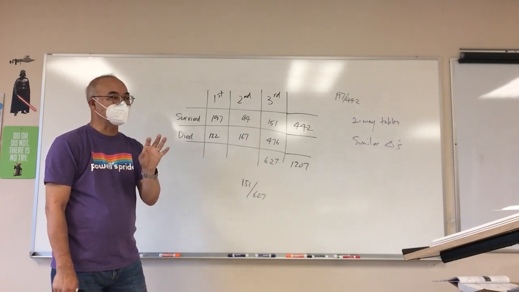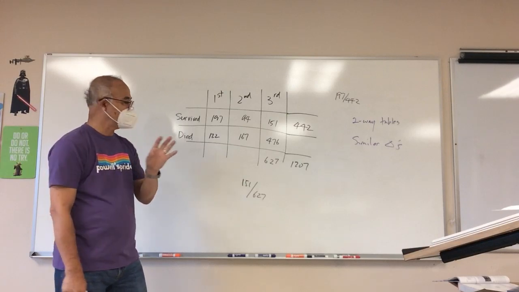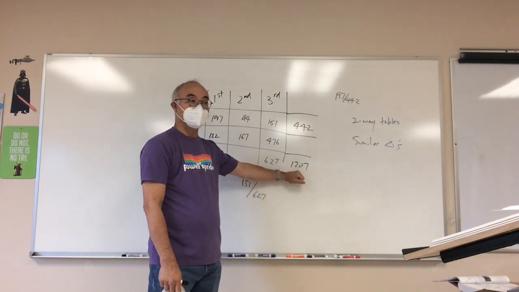Now this is a little different, right? Because there's no ifs here, right? 122 over the people in the Titanic. Correct. 122 over 1207.